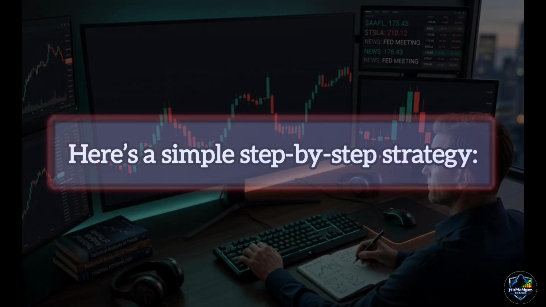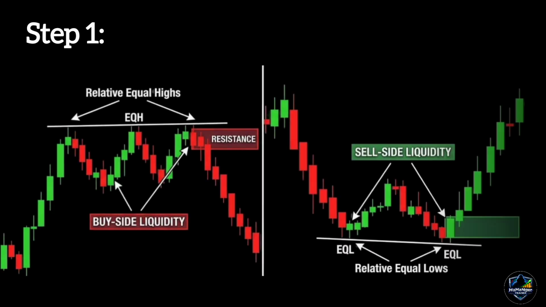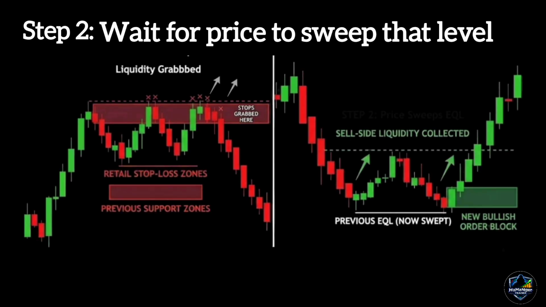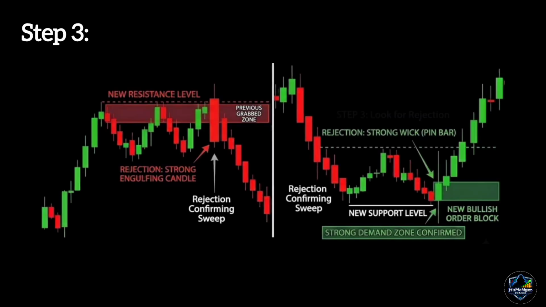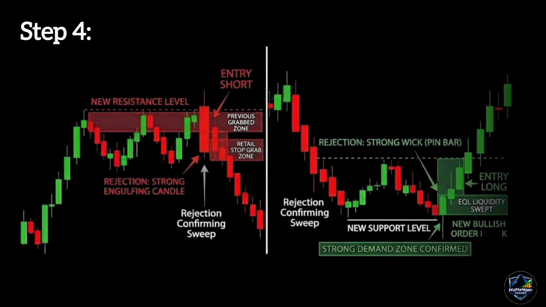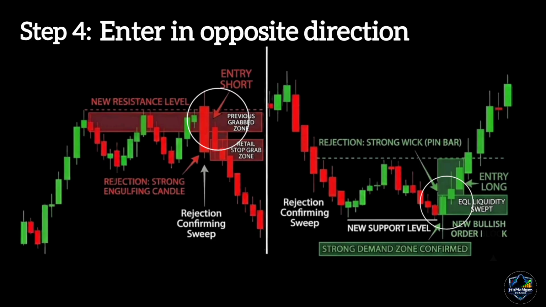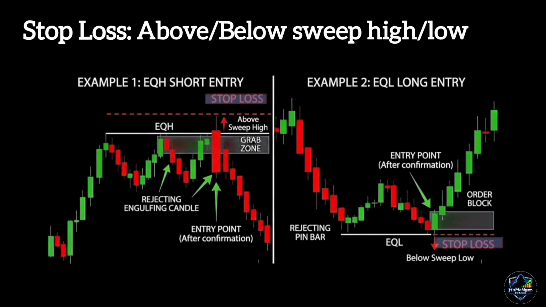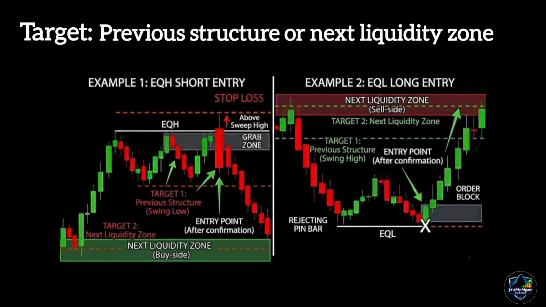How to trade a liquidity sweep? Here's a simple step-by-step strategy. Step 1: Identify equal highs or equal lows. Step 2: Wait for price to sweep that level. Step 3: Look for rejection, a strong wick or engulfing candle. Step 4: Enter in the opposite direction. Entry after the confirmation candle. Stop loss above or below the sweep high or low. Target the previous structure or the next liquidity zone.